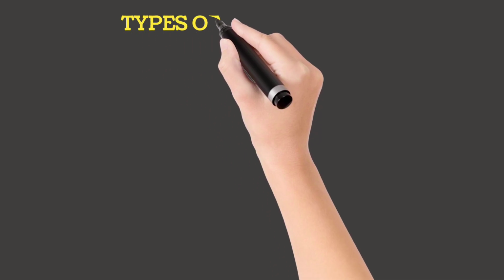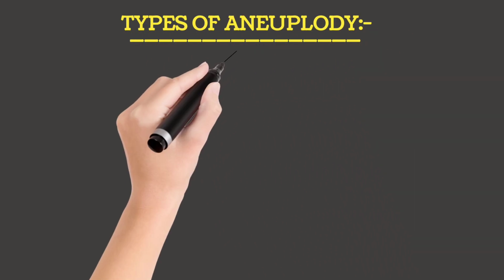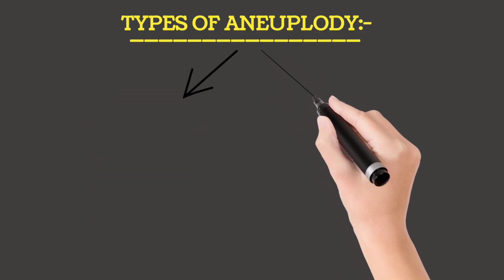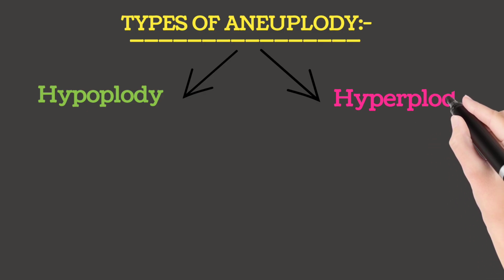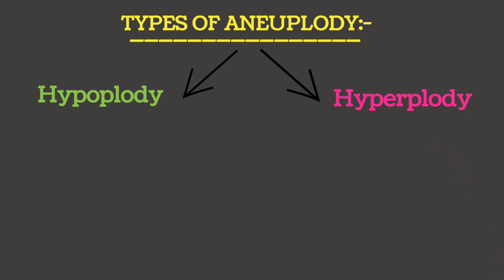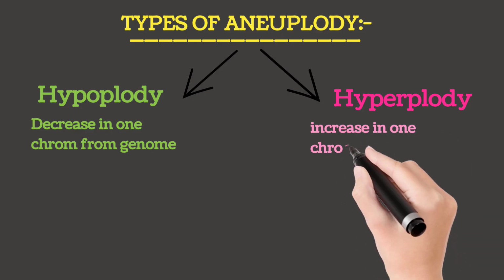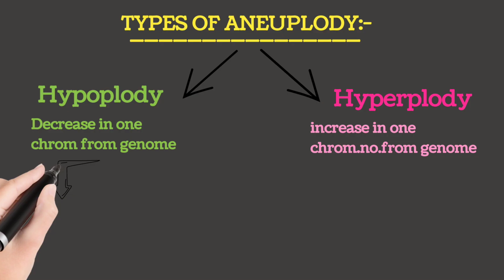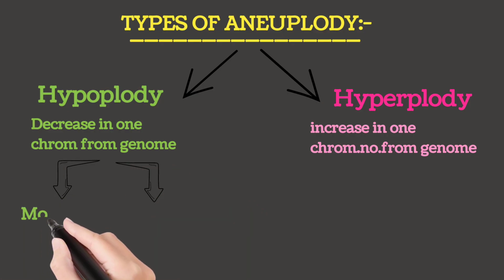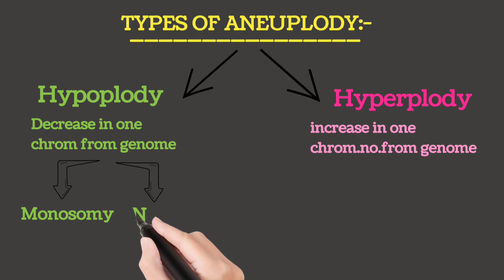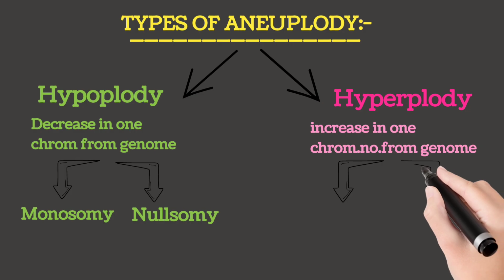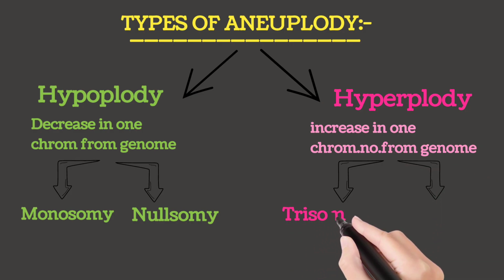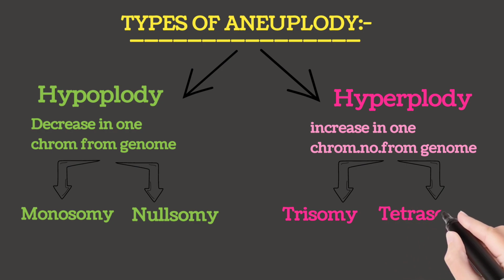Now we can proceed with types of aneuploidy. There are two types of aneuploidy. Number one is known as hypoploidy, and its reverse is known as hyperploidy. In the first case, one chromosome decreases from the normal genome, and in hyperploidy, one chromosome gets added to the normal genome. Now this hypoploidy has two subtypes. First one is known as monosomy, and second one is known as nullsomy. Accordingly, hyperploidy also has two subtypes. Number one is known as trisomy, and the last one is known as tetrasomy.